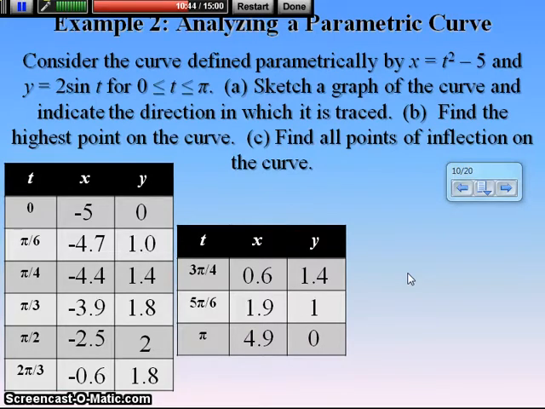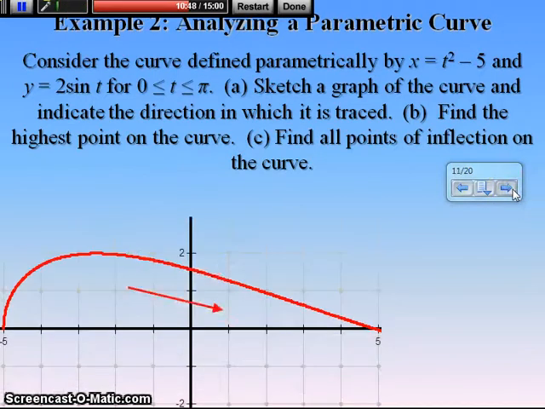And there are our numbers. Now, you can make this sketch, and it looks like this. And you see, it's kind of sloppy, but I tried to draw an arrow in there so you could see which direction it's moving. Now, the next thing it wanted us to do is find the highest point on the curve.